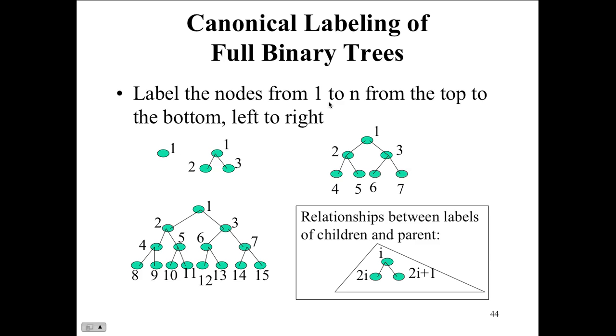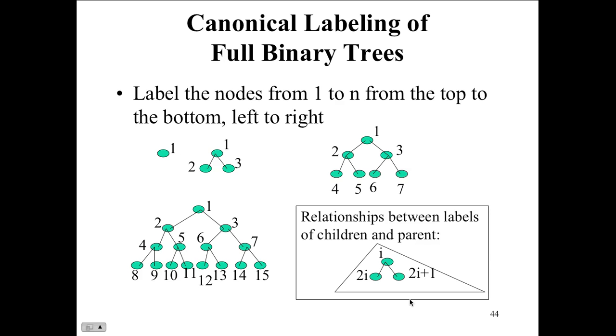So the labeling of the nodes is from 1 to n, from the top to the bottom, going left to right as well. So the node of the root is always 1, and then we always start left to right, so we always get 1, 2, 3. So 1, 2, 3, 4, 5, 6, 7. So we end up going left to right, level by level, node by node, which makes it kind of interesting. The relationship between levels of children and parents is going to be 2i plus 1. So it always increases to the right.